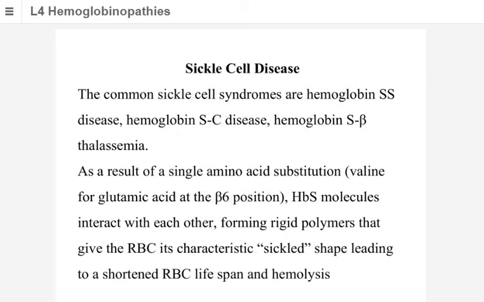Now we will start with sickle cell disease. The common sickle cell syndromes are homozygous SS disease, hemoglobin SC disease, and hemoglobin S beta thalassemia. As a result of a single amino acid substitution, valine for glutamic acid at the beta 6 position, hemoglobin S molecules interact with each other, forming rigid polymers that give the RBC its characteristic sickle shape. This sickle-shaped RBC leads to a shortened RBC lifespan and hemolysis.